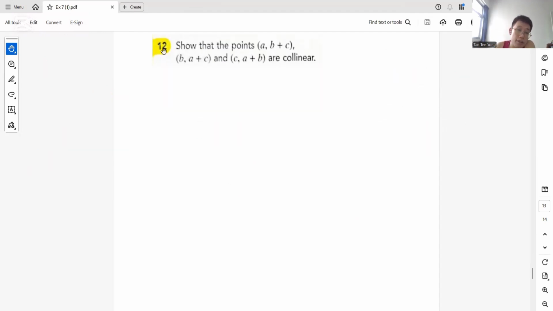Let's go through question 12. Show that the points (a, b plus c), (b, a plus c) and (c, a plus b) are collinear. What does collinear mean? Collinear means that all the points are on the same line. How do we show that? First, we must show that they have a common point, and second, they have the same gradient.